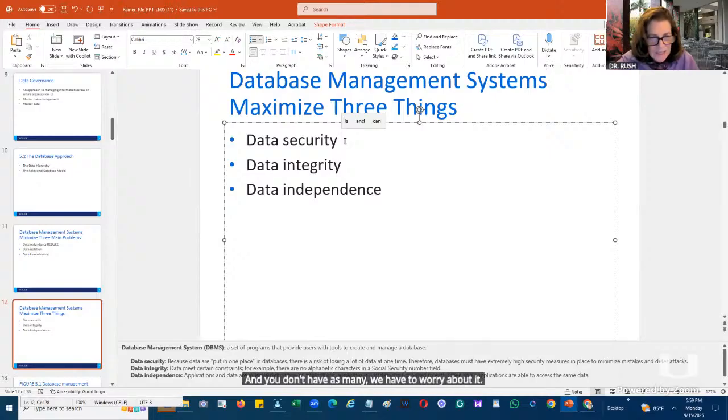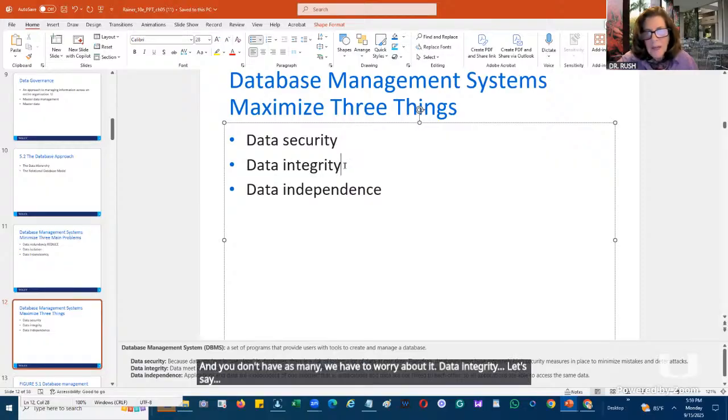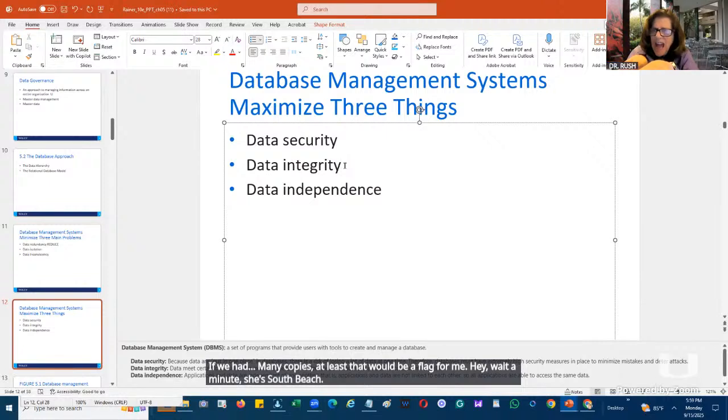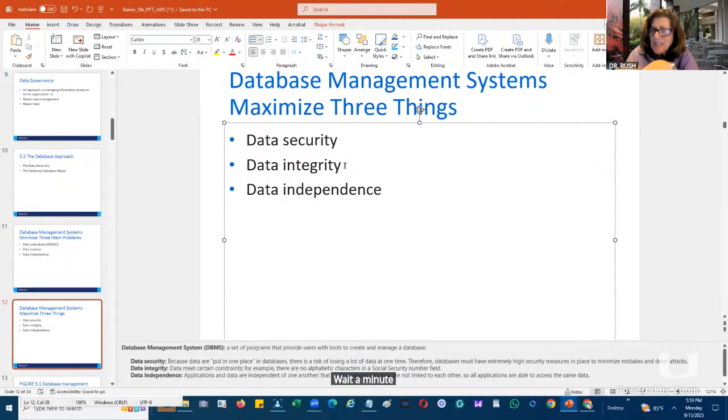Data integrity, let's say that we have it once, Cheyenne, and your address was changed, and whoever copied it has the wrong address. If we had many copies, at least that would be a flag for me. Hey, wait a minute, she's South Beach. Wait a minute, she's in housing. Let's contact Cheyenne and say, where do you live? If it's one place, one copy, we're not sure we can rely on it.